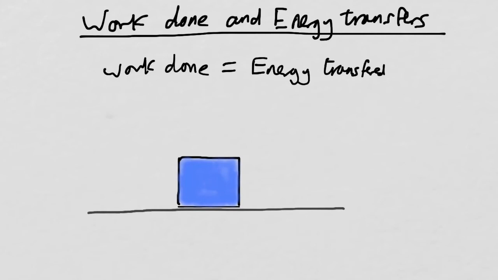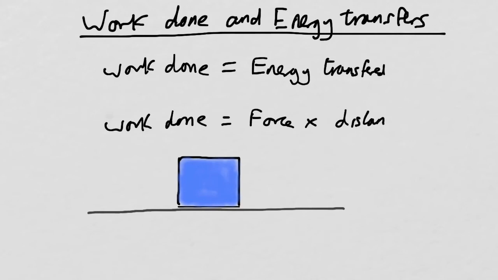I can figure out the amount of work that I've done by using this equation. Work done is equal to the force that I applied to the block multiplied by the distance it moves. So the force times the distance that it moves. Force is in newtons, distance is in meters, and energy transferred or work done is in a unit called joules. If I move that block 1 meter across the table using a 1 newton force, I've done 1 joule of work in doing so.